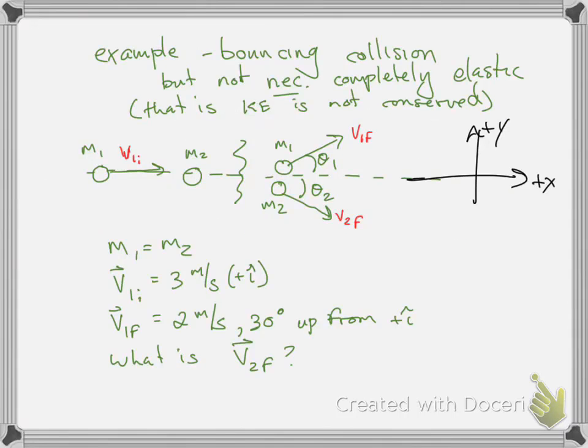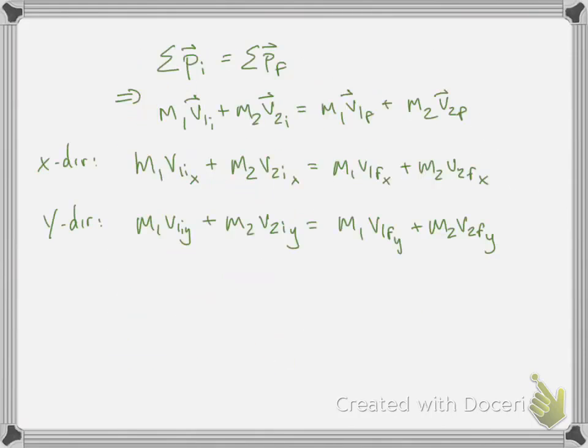And now this is where I don't want to take the time. You need to be able to take components. So the V1 initial is all in the x direction. Let's go ahead and draw the components in, in red. This is all in the x direction, but V1 final has an x component and a y component, and V2 final has an x component and a y component. You need to be able to take those components. This is a basic part of physics. You've got to take a problem in 2 dimensions and take components in the x and y direction. So that's an exercise for you. Take the components. I'll give you a second, and then I'll write out the result.